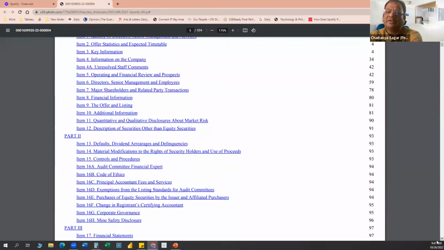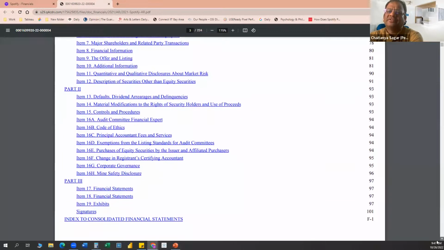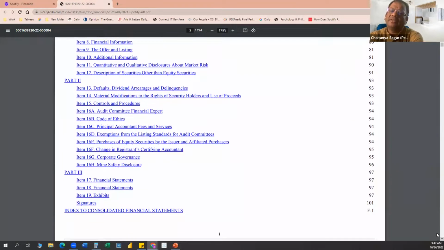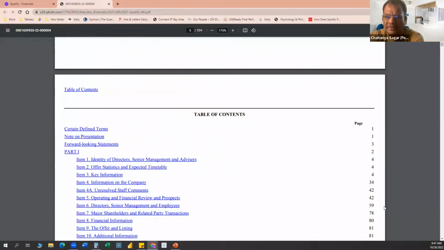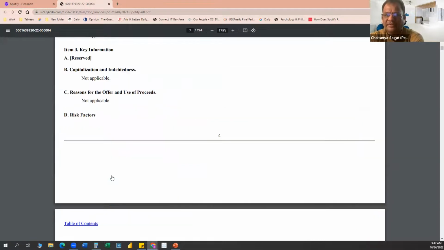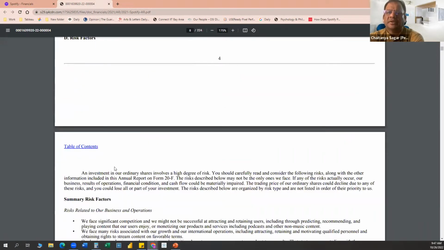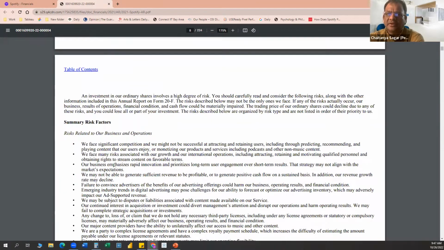Typically it's in the beginning only, right? So we have the financial statement. So just go to the top again, go further up a little bit on the same page. Notes and presentation. So key information, yeah, information on the company. Can you go to that? Key information or any one of them, yeah. Okay, yes, okay. So summary risk factors. Okay, scroll down.